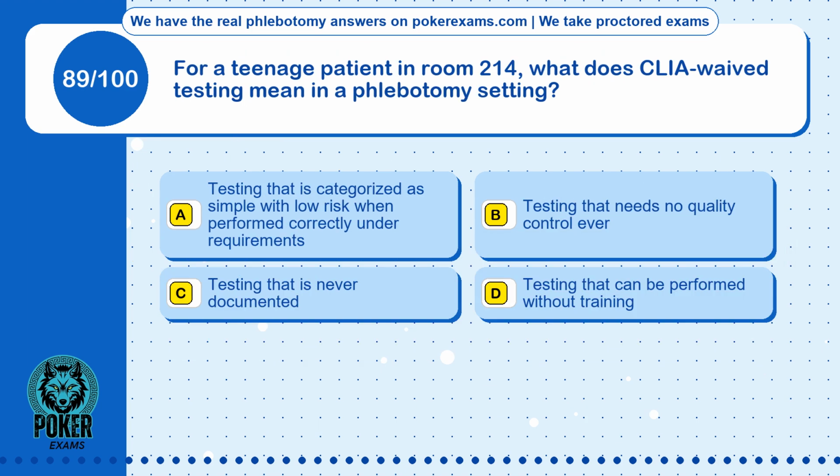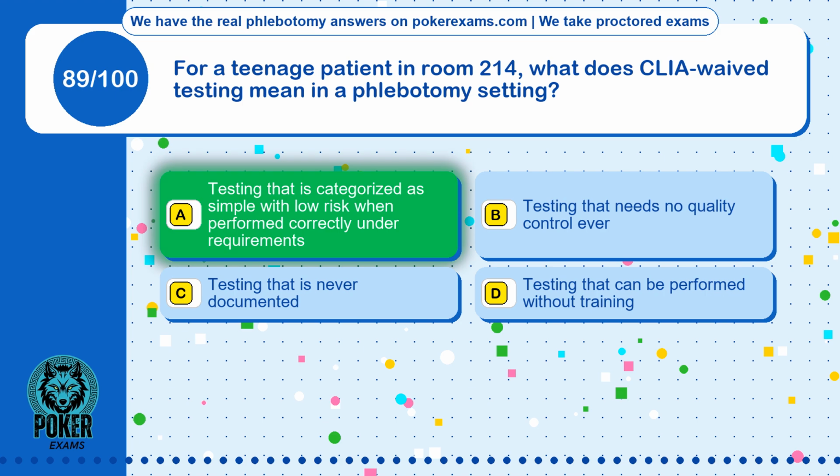Question 89. For a teenage patient in room 214, what does CLIA waived testing mean in a phlebotomy setting? Option A, testing that is categorized as simple with low risk when performed correctly under requirements. Option B, testing that needs no quality control ever. Option C, testing that is never documented. Option D, testing that can be performed without training.